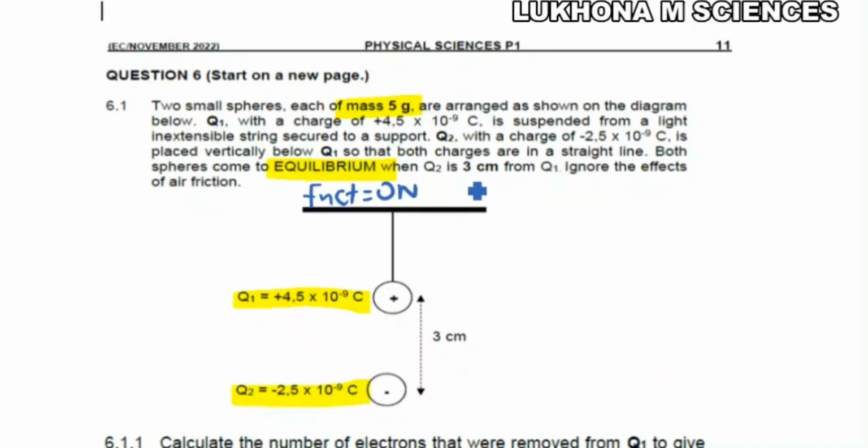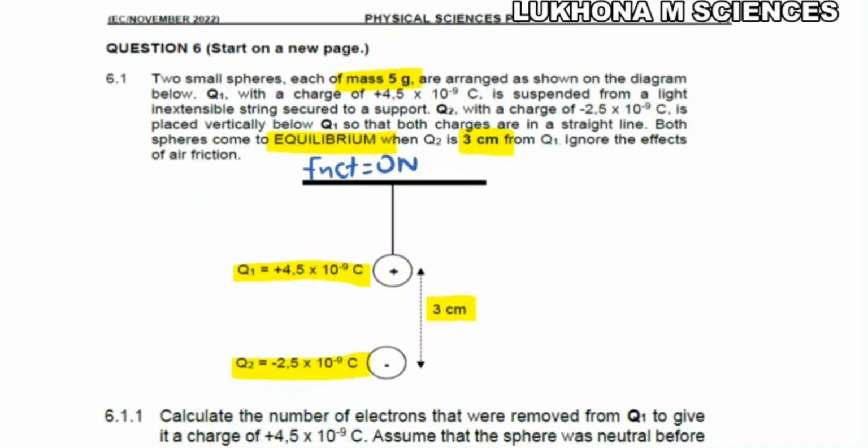There is a distance between them. This is the distance. Okay, now let's answer the questions. The first question says calculate the number of electrons on sphere 1 to give it that charge. So that is 6.1.1. Number of electrons, Q over Qe.